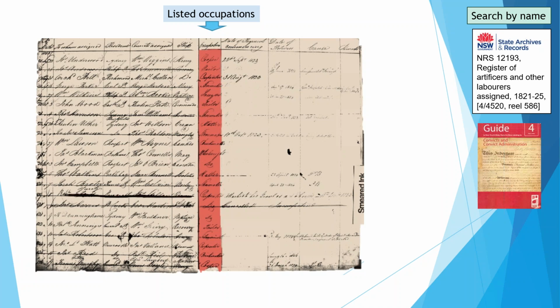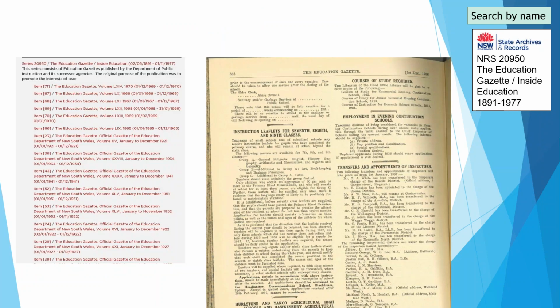This is an example from the Education Gazette. You can find this in our collection search, and on the left-hand side, I've shown you a result from collection search, and it gives you a listing of all the different gazettes. And on the right-hand side, I've shown you that it lists out transfers and appointments of inspectors. So that's a good resource for people who are doing teaching as well.